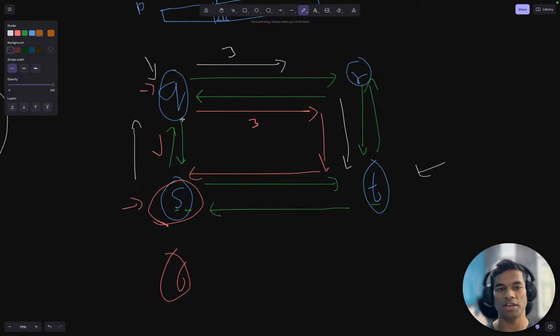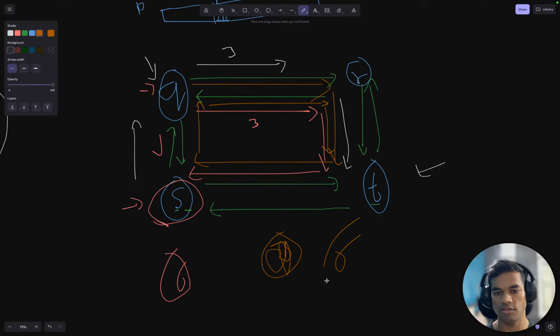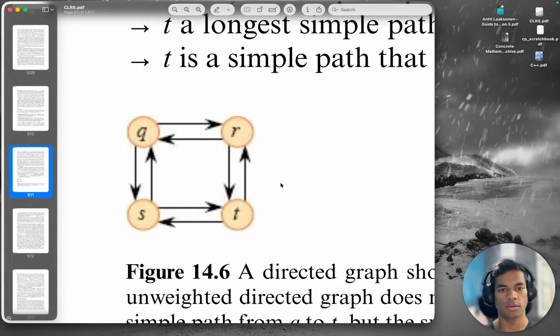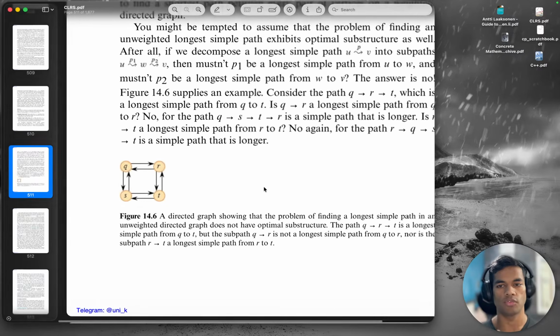This would essentially return us a path like this. From Q we went, and this resulting path I am representing by brown. From Q we went to R, then to T, then to S, then to Q, then to R, and then to T. Here the total number of edges is 6, but that is wrong because we are making a cycle. We want a simple path. Makes so much sense.